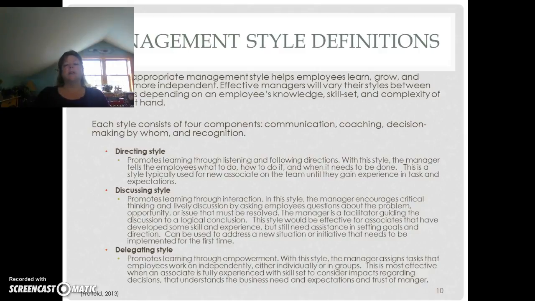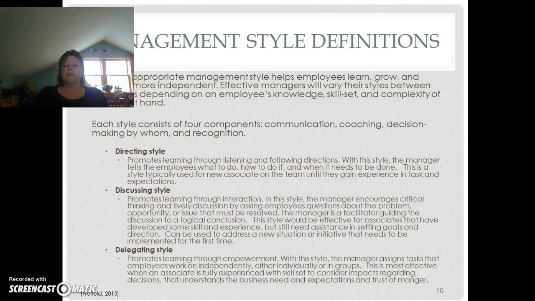Discussing style. This one helps promote the learning through interaction. Your manager and the associates encourage critical thinking, discuss lively things, how to think outside the box, help understand problems or barriers that might be in the way that have to be resolved, and the manager can recommend situations to help mitigate those issues.